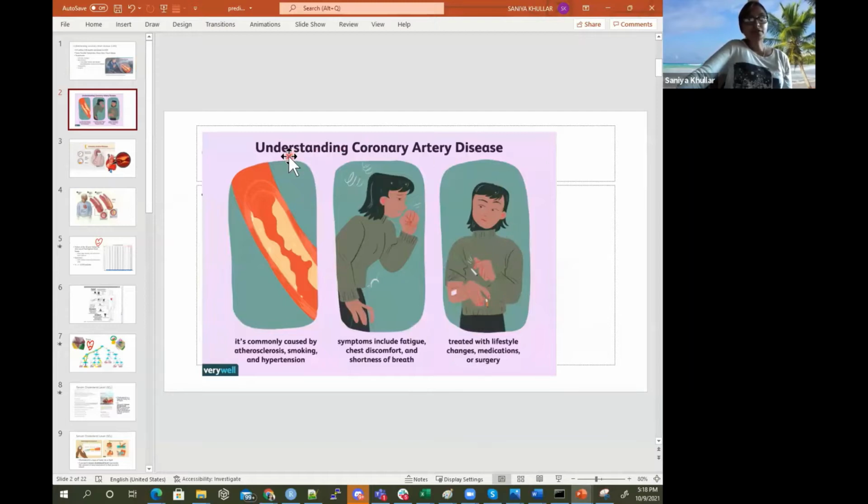So, if you're understanding what coronary artery disease is, it's commonly caused by arteriosclerosis, smoking, hypertension, also stress levels, high blood pressure, fatigue, chest discomfort, shortness of breath, and you can treat it with lifestyle changes, medications, or surgery. You can drop the cigarettes, stop smoking.